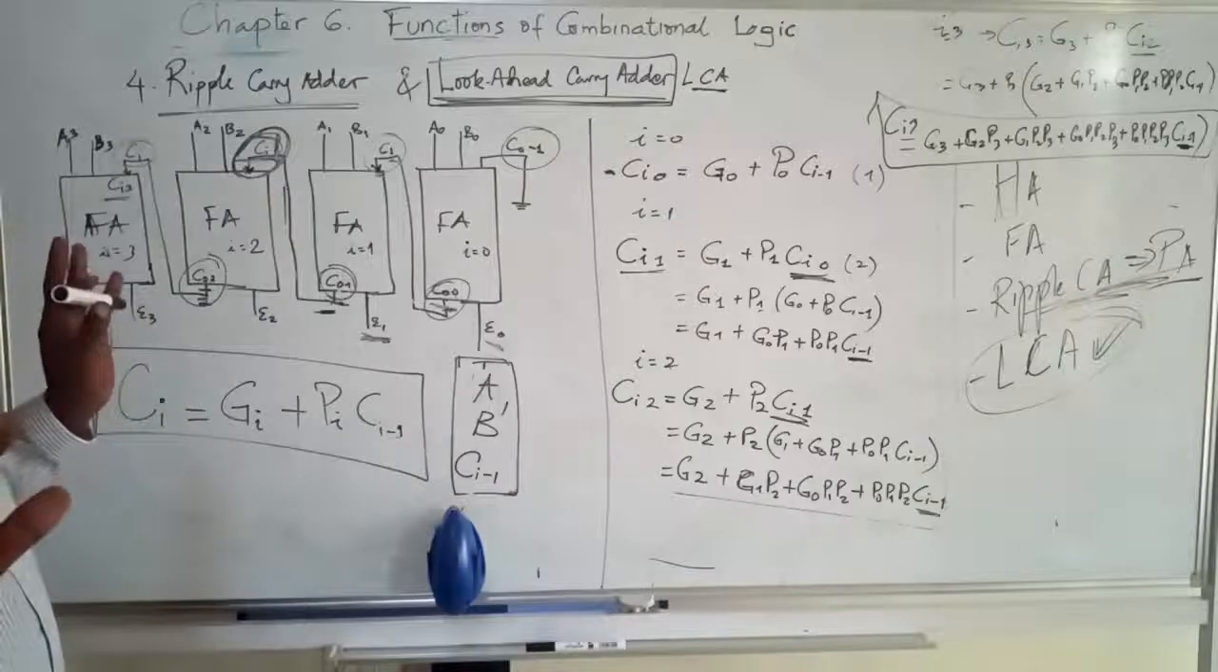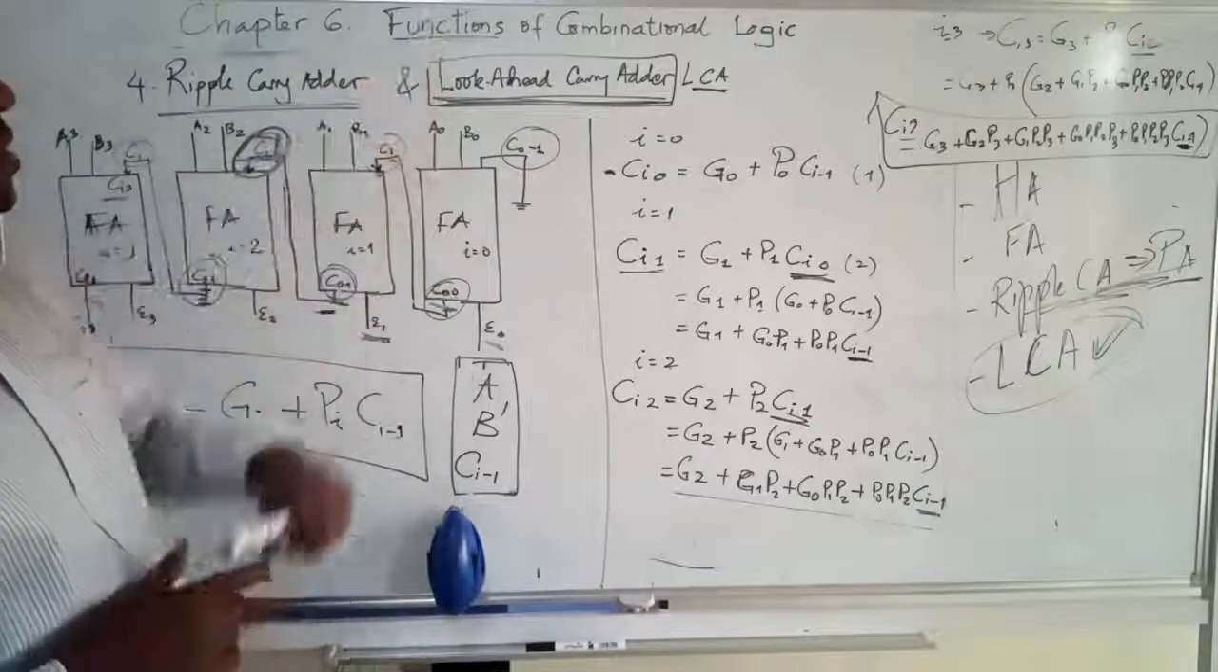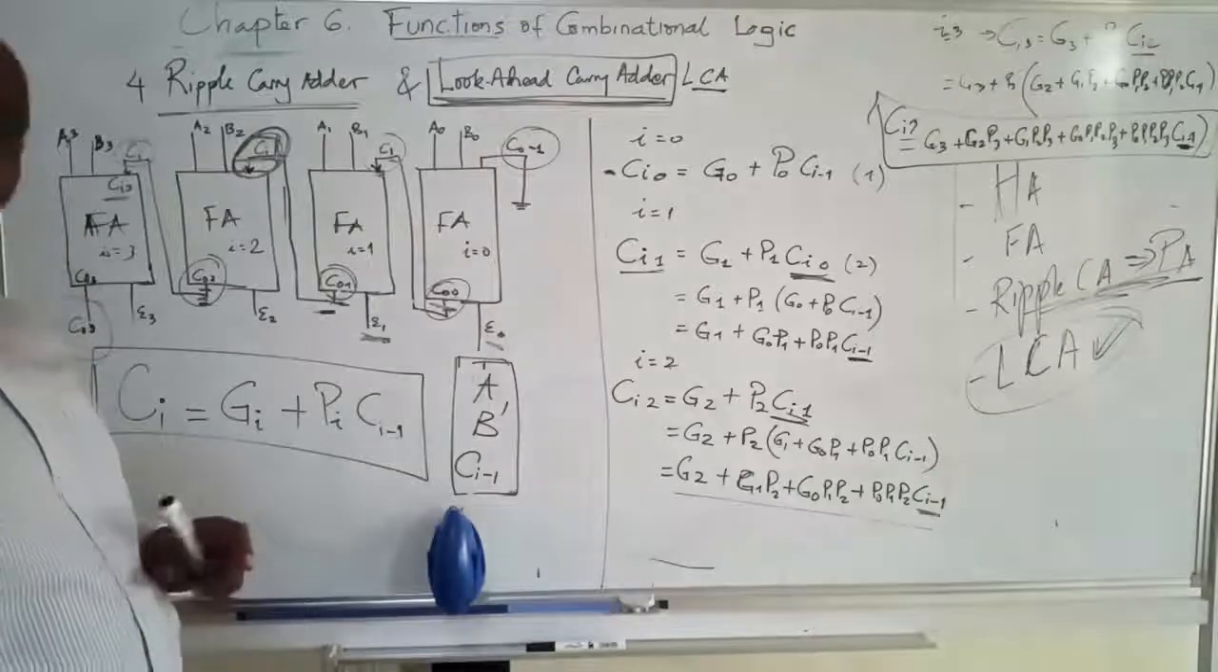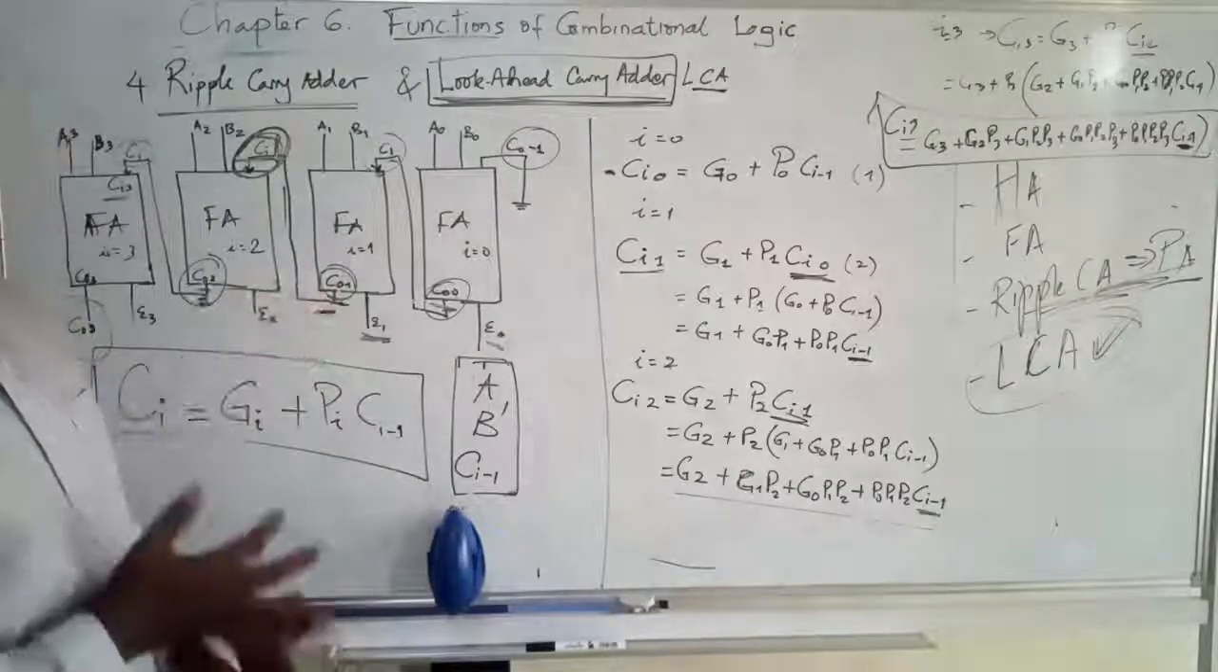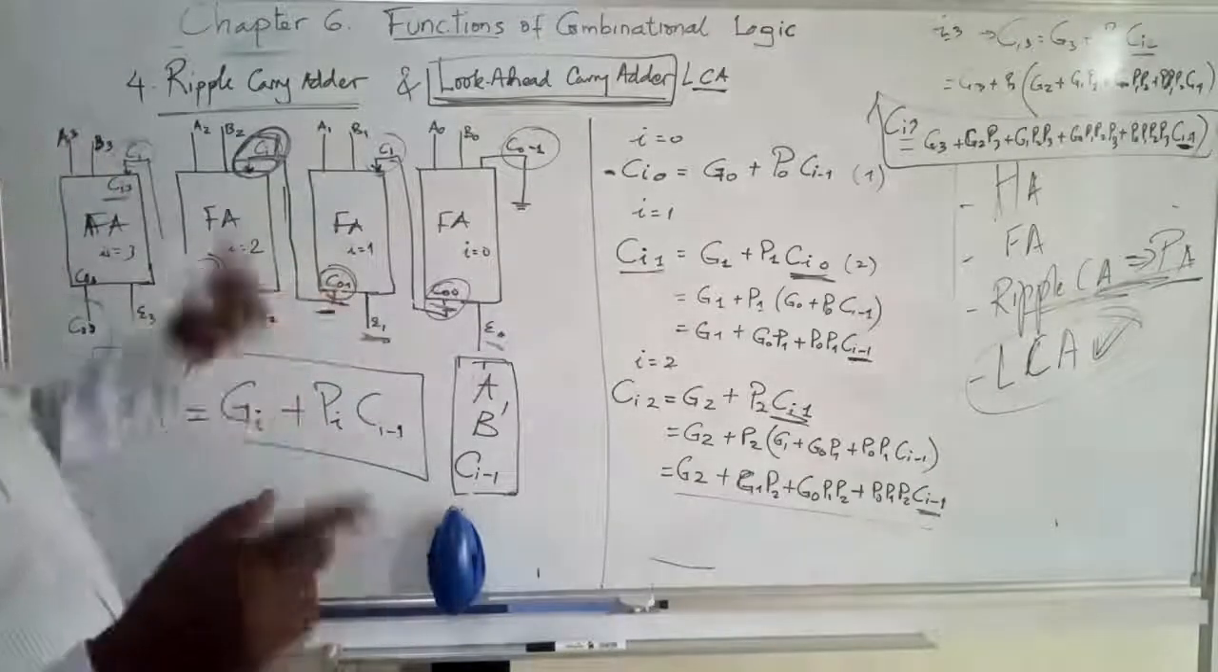So the next functions for the combinational logic are the comparator, decoder, and encoders, which will come in the next session.